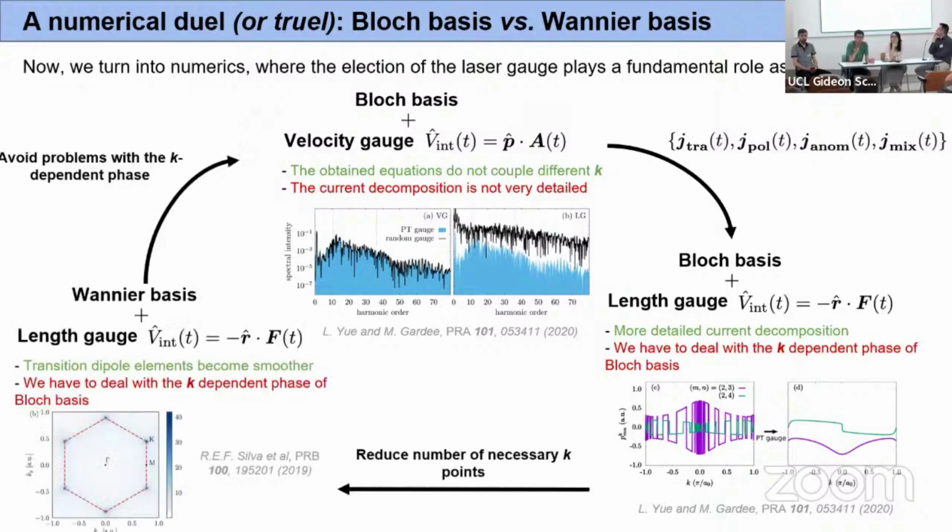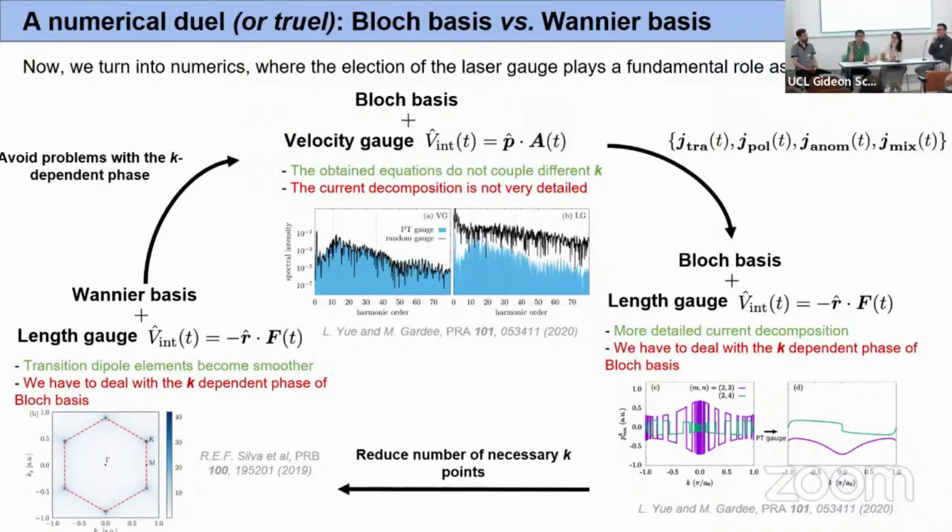Another problem that there could be is that the number of K points that we need in order to perform the numerics can become very huge, especially in situations like this one. What happens is that in some cases, the transition dipole matrix elements in K space may become very big, and this requires a lot of K points in order to have convergence. What one can do here is to move to the Wannier basis because now the transition dipole matrix elements become smoother and decay exponentially with distance.